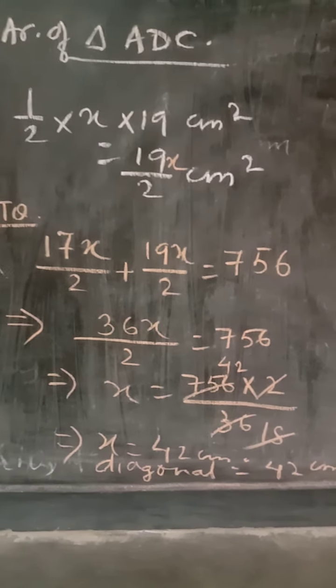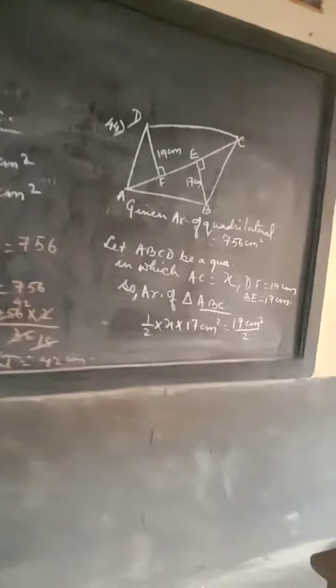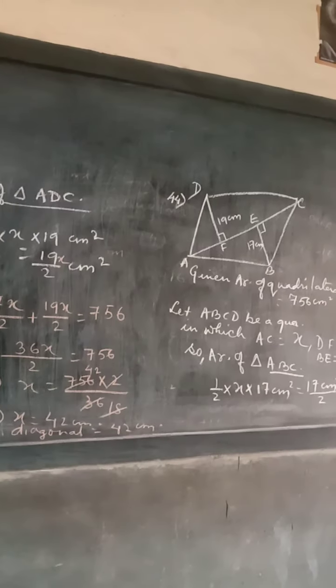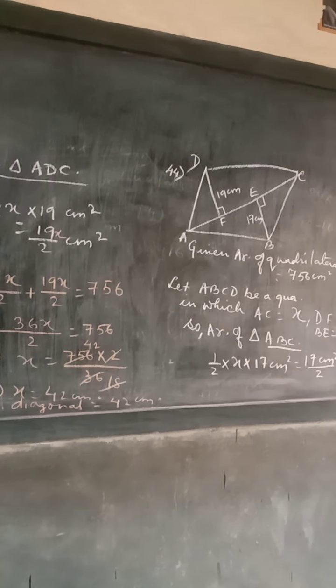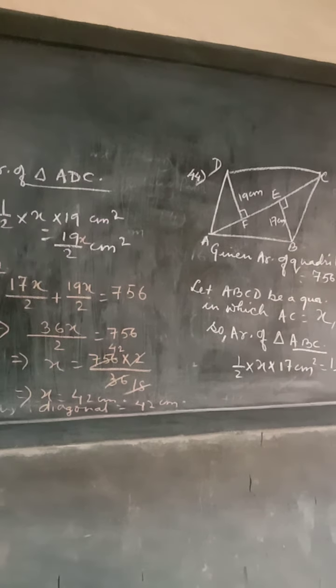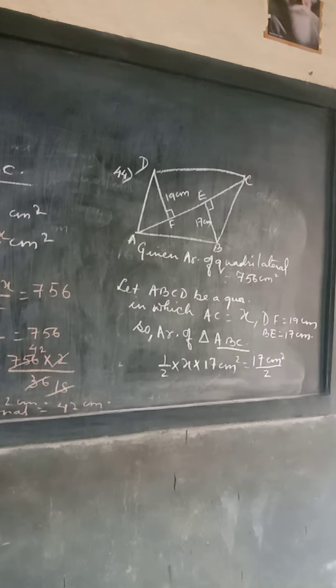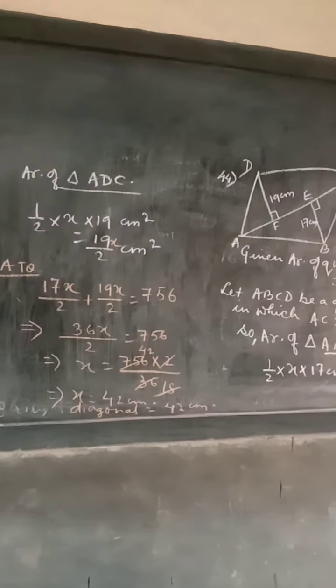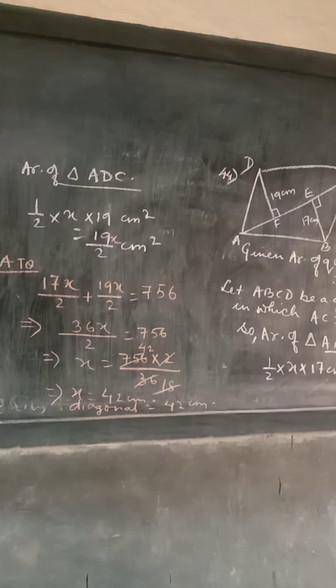We have found the area of both the triangles, that is 756. You can see the full sum now. Now this is the first portion and this is the second portion. So diagonal is 42 centimeter. This is for question number 44.